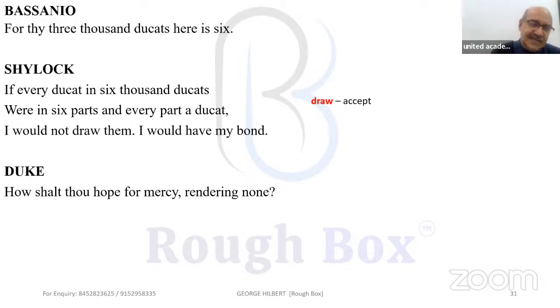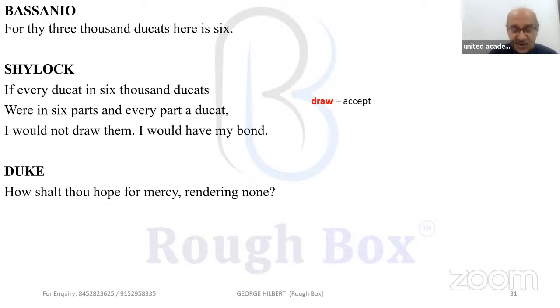Now, can you imagine? He's ready to forfeit 36,000 ducats, even if it's offered to him. So I'll tell you how revengeful he is. When he says this, that I will not accept, even if you divide every ducat in those 6,000 ducats into 6 parts, and every part is a ducat, I will still not accept. And the Duke and everybody in the court is stunned.